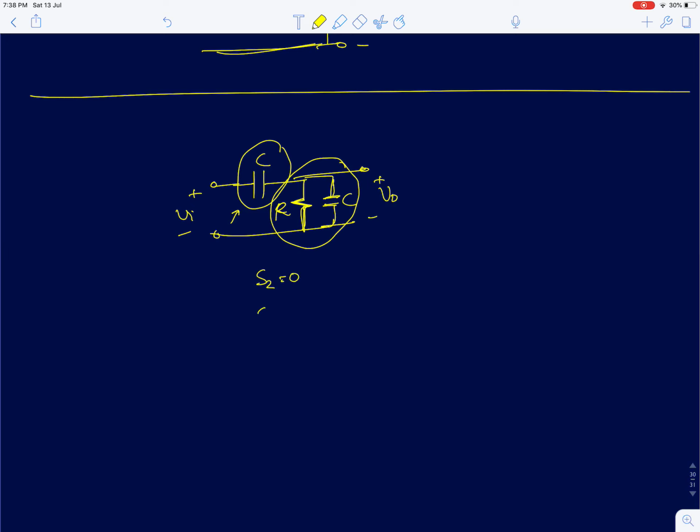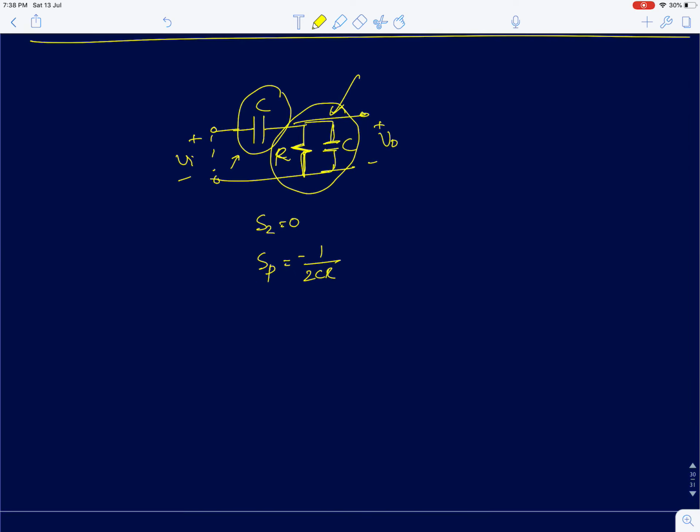You have a 0 at DC, and then for the location of the pole, you can ground the input and find the point at which this impedance goes to infinity. That will occur at 1 by 2RC. This is a left half plane pole and a 0.